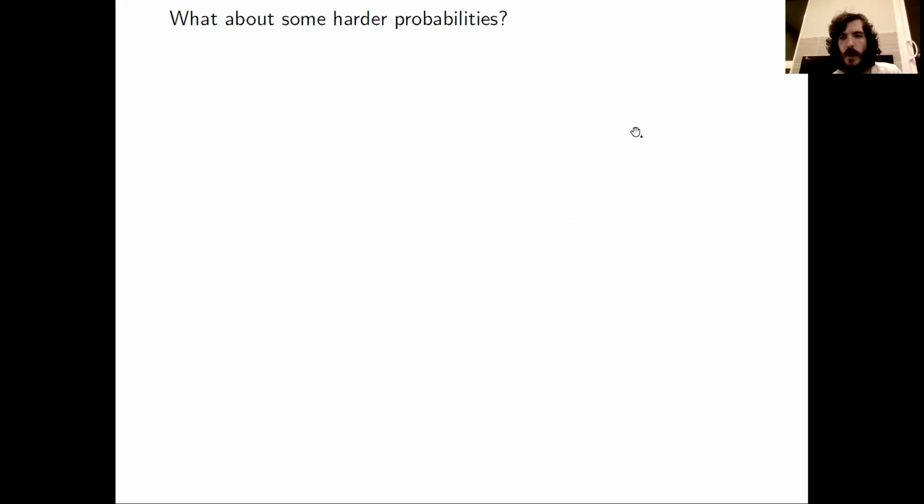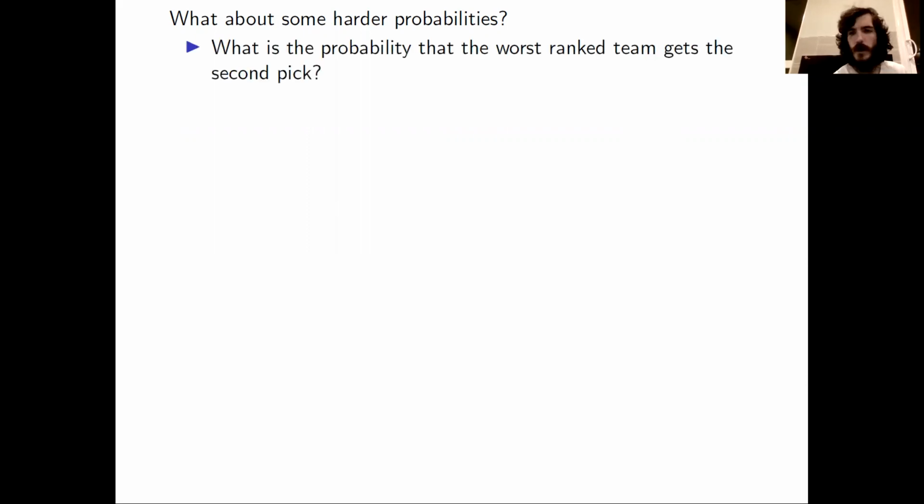So last part, we looked at the probability that a team in the NBA draft lottery gets the first pick. And these kind of probabilities were not too hard to calculate. In this part, let's look at a probability that's a little harder to calculate. What is the probability that the worst ranked team by regular season record gets the second pick in the NBA draft?